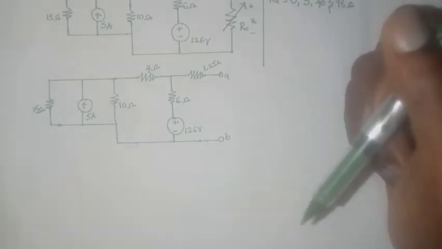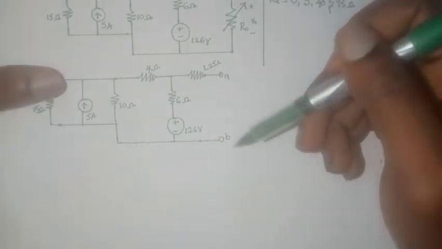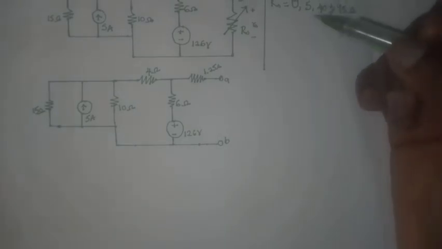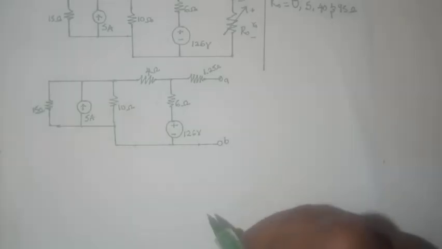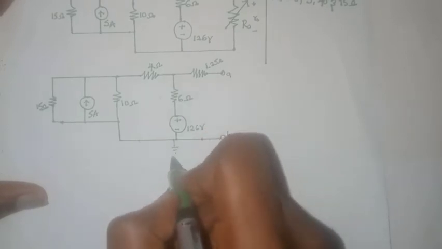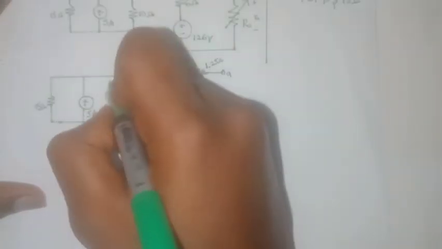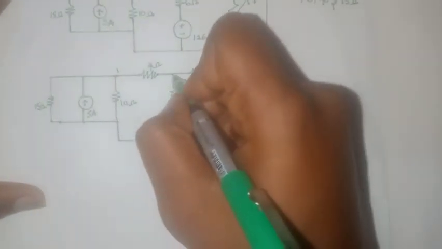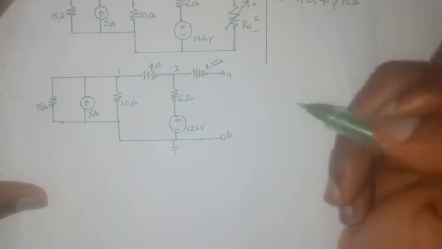And the next thing we want to do is estimate the current in different parts of the circuit. And doing that, we can simply use our nodal analysis. We have one node here. We have another node here. So let's call that node 1. All this is one node. Then we have another node here. Let's call that node 2.